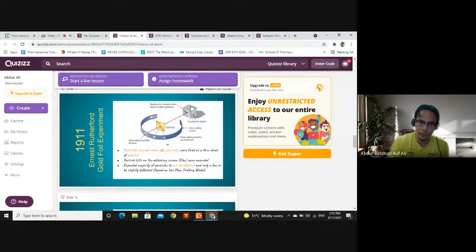Ada satu power source kat sini, dia akan pancarkan lampu. Okay? And lampu tu dia bercharge positif. Particle hits the detecting screen film were recorded. So dekat sini, dekat tengah-tengah ni, yang warna gold ni, this is the gold foil. Okay, sama macam aluminium foil yang kita guna untuk bake tu, untuk memasak. Tapi dia gunakan gold foil dekat sini.